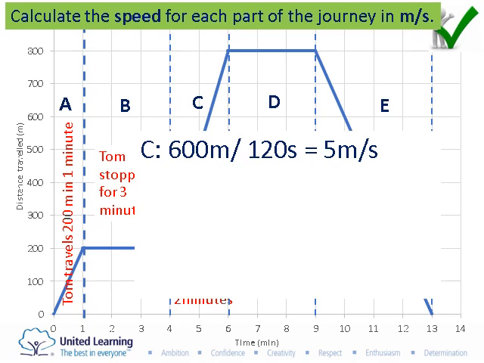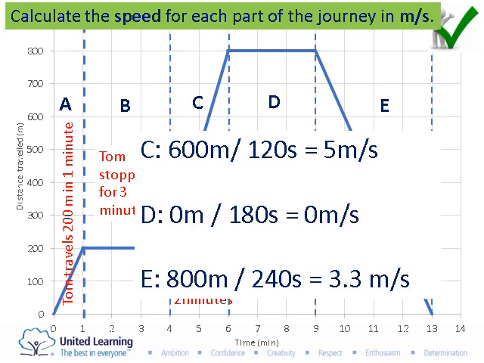Another way you can visually see that is by the steepness of the slope. The steeper the slope, the faster your object is going. And then here, if we look at section E, because D is a flat line, they cover 800 meters in 4 minutes. 4 minutes times by 60 is 240 seconds. So speed equals distance divided by time, which is 800 meters divided by 240, which is 3.3 meters per second. So even though the line is a lot bigger in section E, he's actually traveling at the same speed as he was in A because they both came out at 3.3.